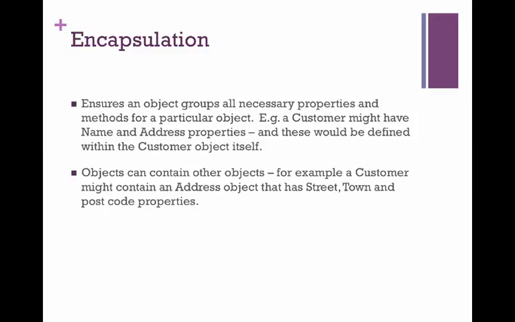Encapsulation is about ensuring an object groups together all the necessary properties and methods for that object. For example, a customer object might have a name and address field that relates to that particular customer, and you shouldn't need to query other objects or services. However, objects can contain other objects. So for example, you might have an address object that defines street, town and postcode, and the customer may have a property of address. In this way, the customer is known as a root object and the address is known as a leaf object.